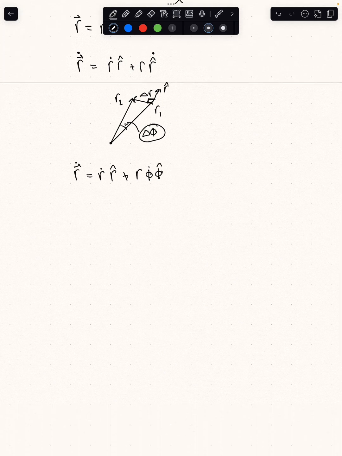And then taking the derivative of this again is going to get us the acceleration for Newton's second law. So r vector double dot now. Now this guy, r dot, just goes to r double dot. We just found what r hat dot was. That is going to go to plus r phi dot phi hat. And now we're going to take the derivative of this side.